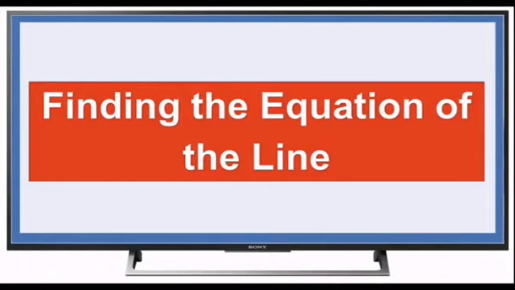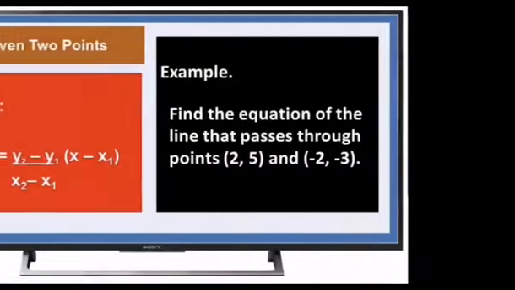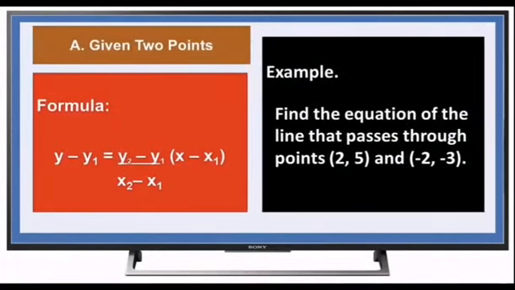Now, here is our lesson proper, finding the equation of the line. In writing the equation of the line, it may be written in slope-intercept form or in standard form. There are 3 ways in doing such. The first one is when 2 points are given.